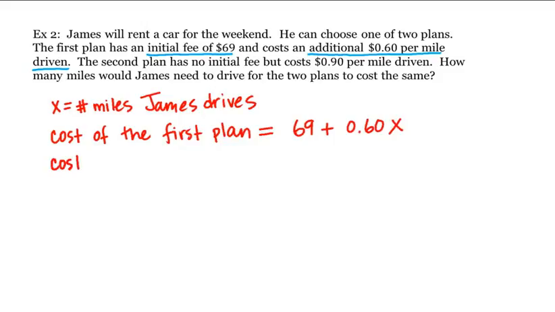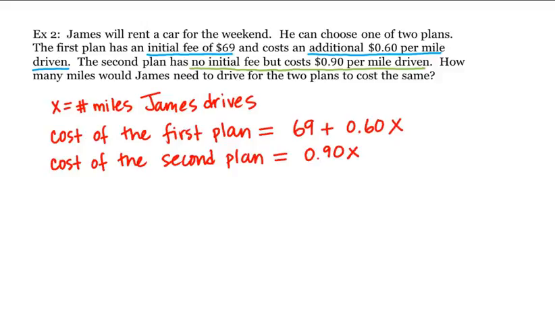Now, what about the cost of the second plan? Now, there's no initial fee, but it's going to cost him 90 cents for every mile driven. That is, this is equal to 0.90 times X.